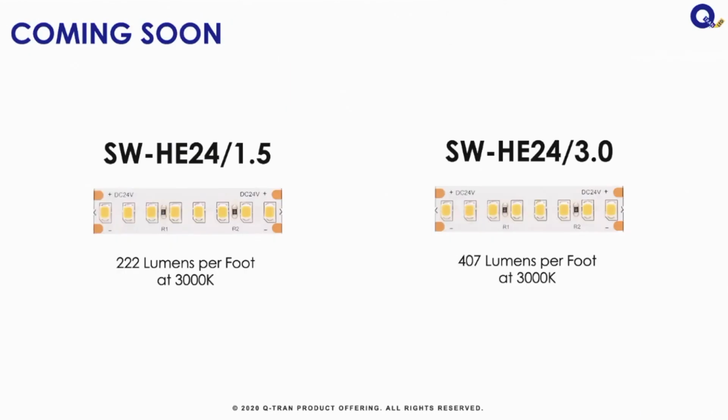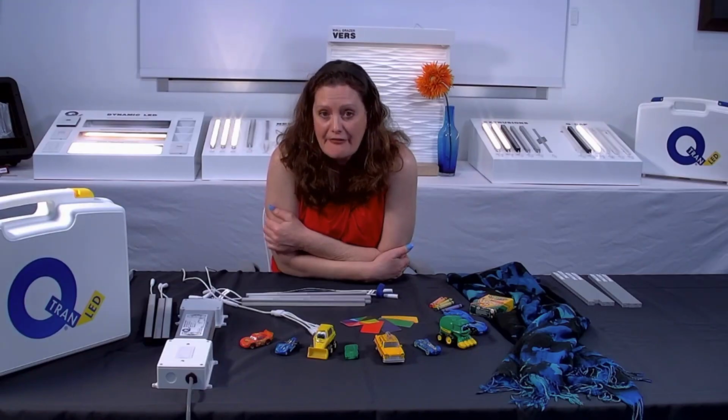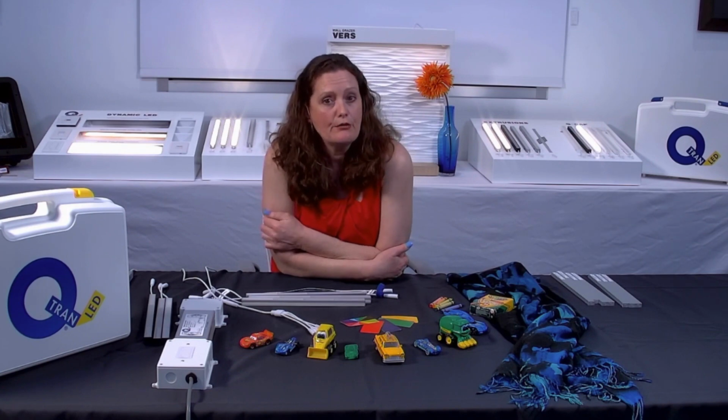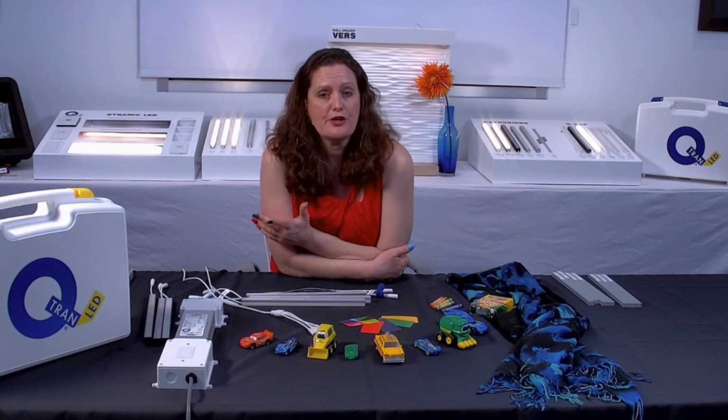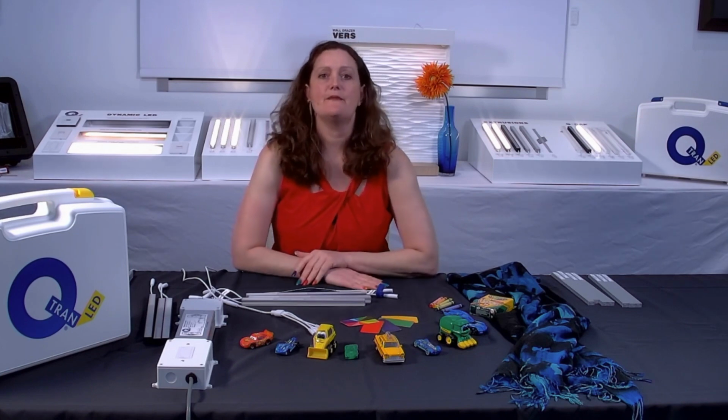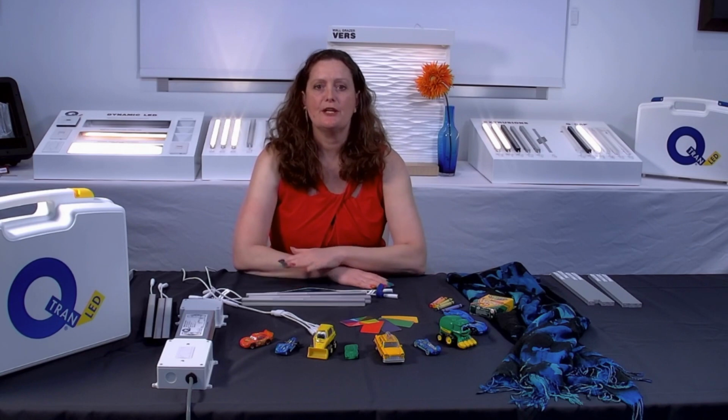I'd like to preview our next 2 high efficacy options, which will be a 1.5 watt per foot and a 3 watt per foot. As you'll see, the 1.5 will have 222 lumens at 3000 K, and the 3 watts per foot is over 400 lumens per foot at 3000 K. The static white high efficacy 1.5 and 3.0 we have not released yet. You're all the first to know. They're going to release probably in mid to late May, so you can keep an eye out for that.